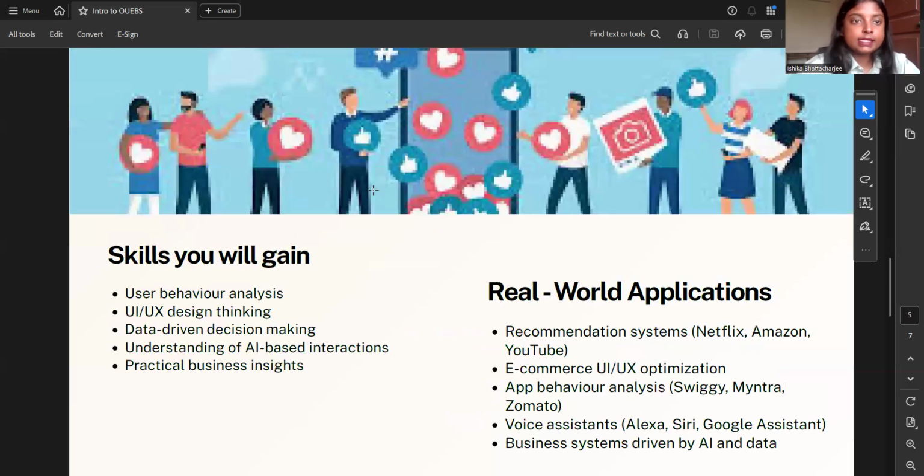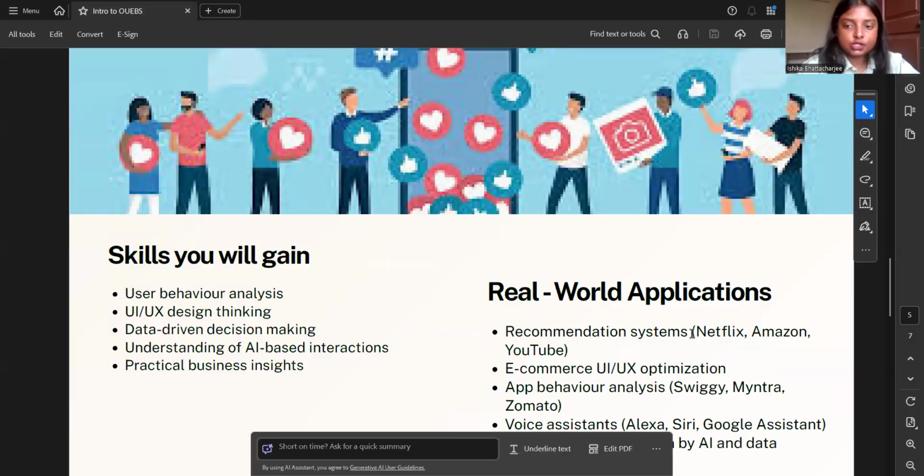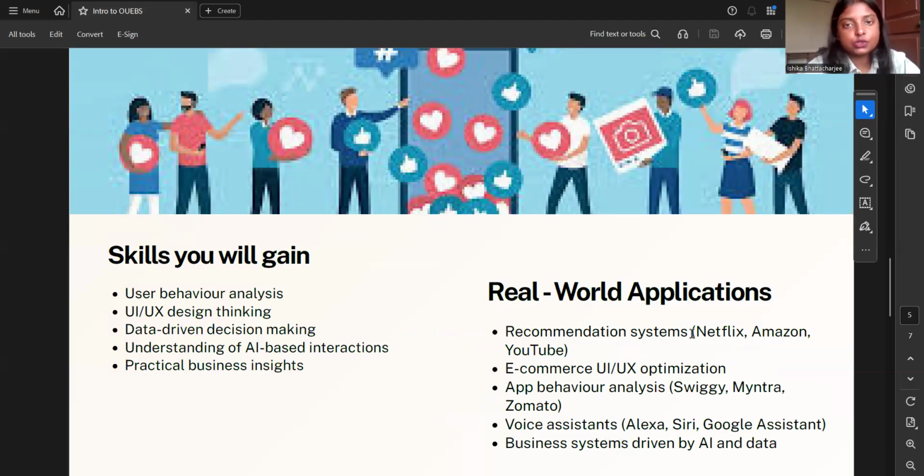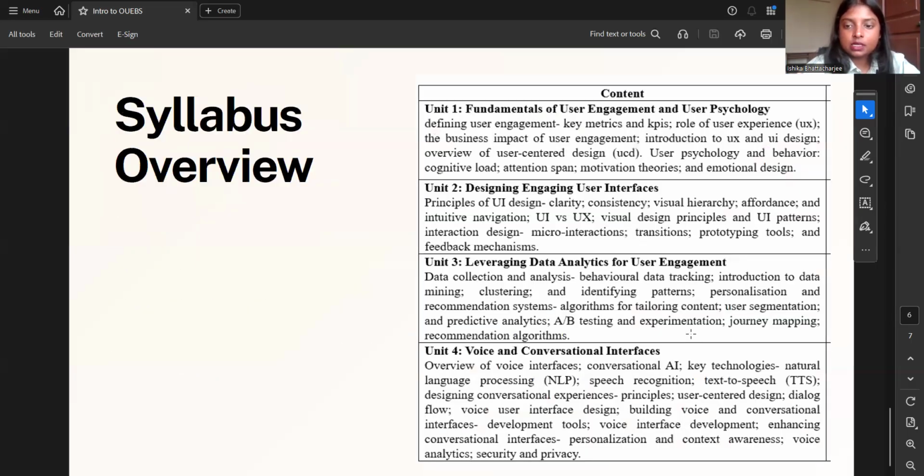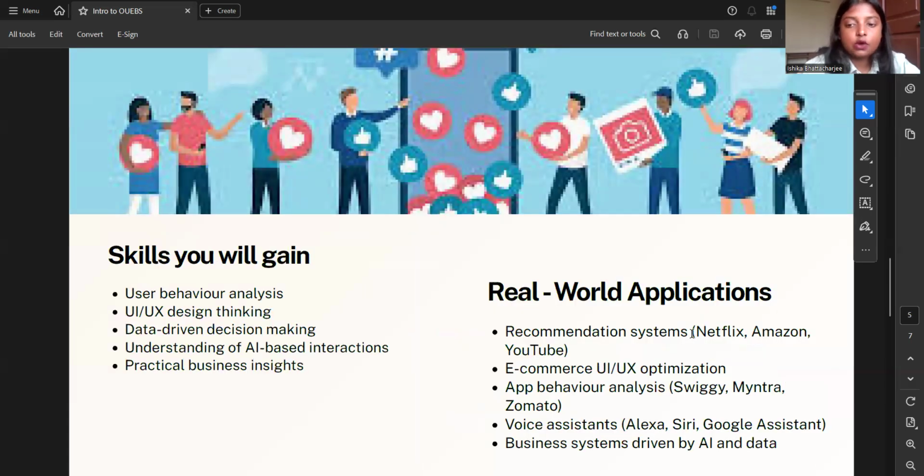Next, let us see some real world examples, like recommendation systems. They use good user interfaces. They are very engaging. When we go to Netflix, we can't get out of it, right? There are e-commerce UI UX optimization, app behavior analysis, assistance, and business systems driven by AI and data. So these are the actual real world applications using user engagement, where user engagement plays a very crucial role.